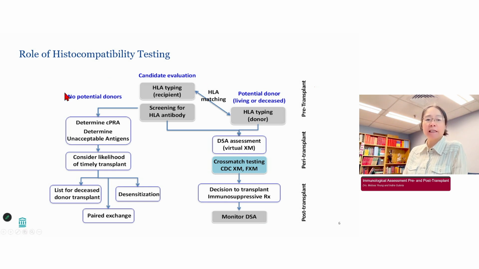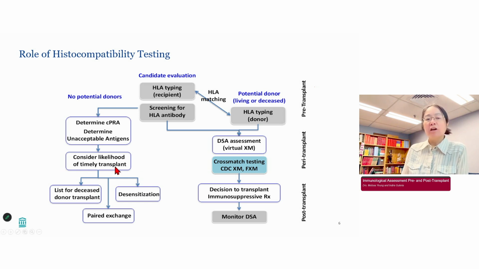If the candidate doesn't have any potential donors, then this information that we got from the HLA lab for the candidate evaluation also helps us determine what's known as the CPRA, or the Calculated Panel of Reactivity. And it helps us to determine which antigens we may not want to cross. And so that's termed an unacceptable antigen. And this then tells us what the likelihood of a timely transplant for these patients are.